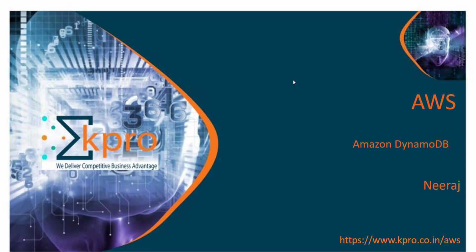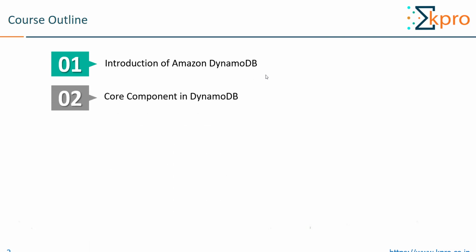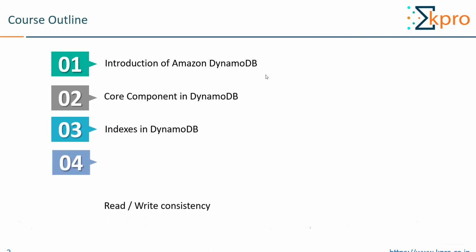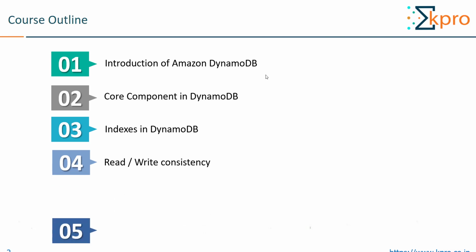Today we are going to discuss Amazon DynamoDB. So let's start. The course outline: we are going to discuss the introduction of Amazon DynamoDB, core components of DynamoDB, indexes in DynamoDB, read-write consistency, and a lab on it.